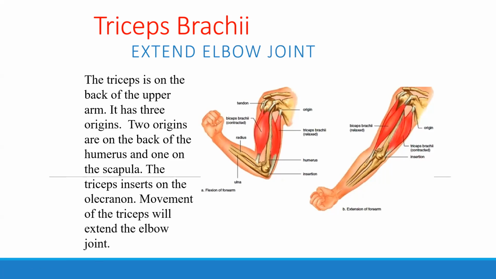So we flex the elbow joint, or we extend the elbow joint. We flex it, we decrease the angle. Extension, we extend the angle. So you see flexing by pulling on the radial tuberosity, extension by pulling on the olecranon process and straighten the arm back out.